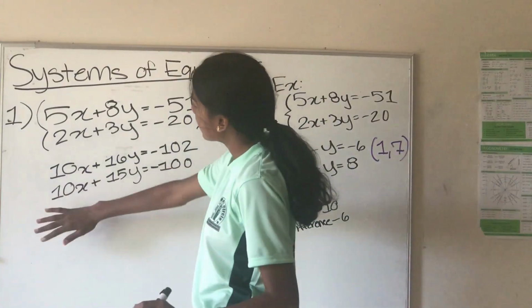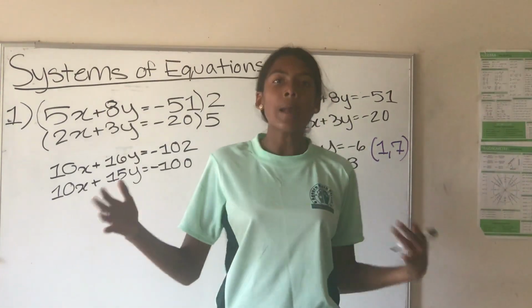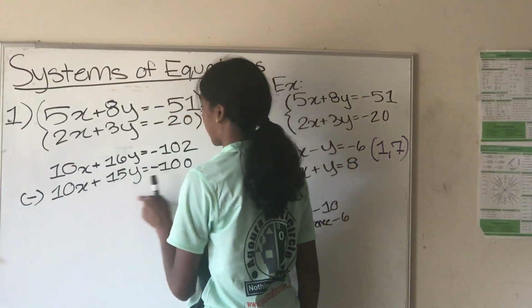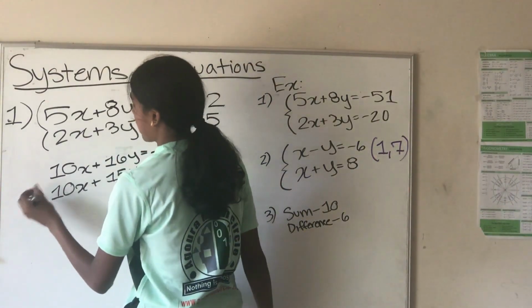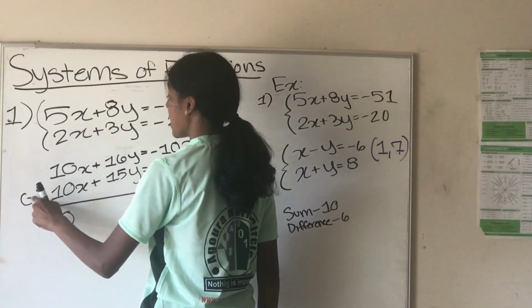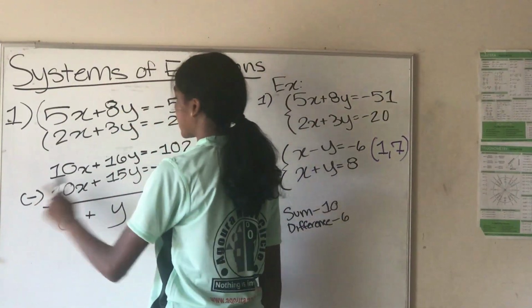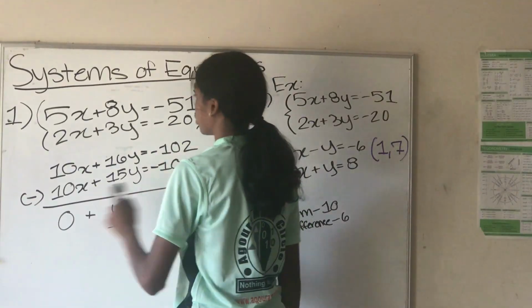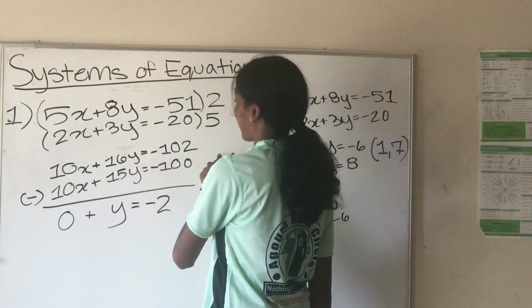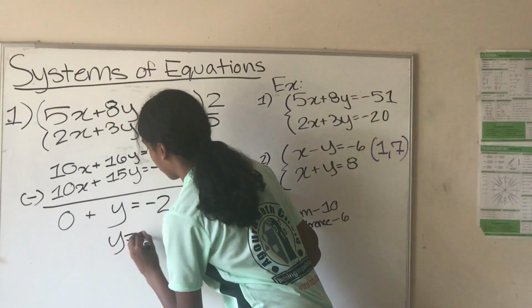So since we have 10x and 10x, we think to ourselves, I can't just add them. So I'm going to subtract them. So basically, you're putting a minus in front of it and distributing it to each one. So 10x minus 10x is going to be 0. 16y minus 15y is y. So you always want to remember, you have to distribute the negative. And then negative 102 minus 100 is going to give you negative 2, because it's technically negative 102 plus 100. So we get y is equal to negative 2.